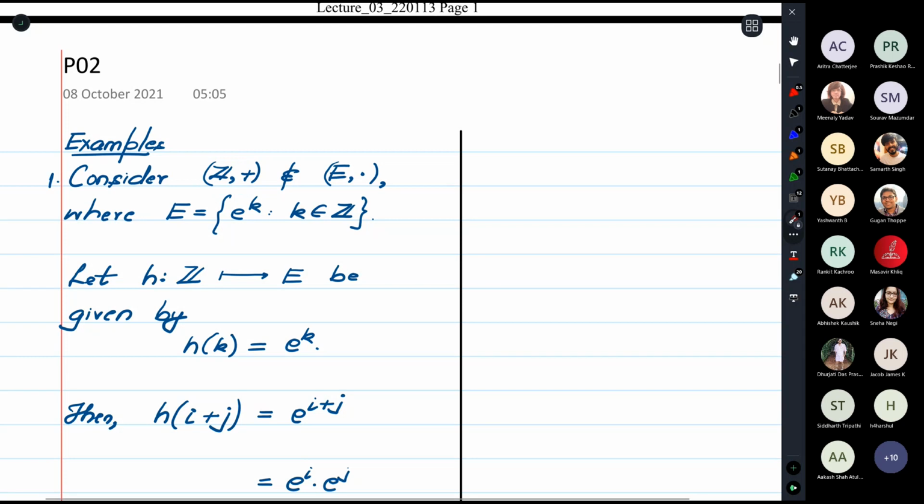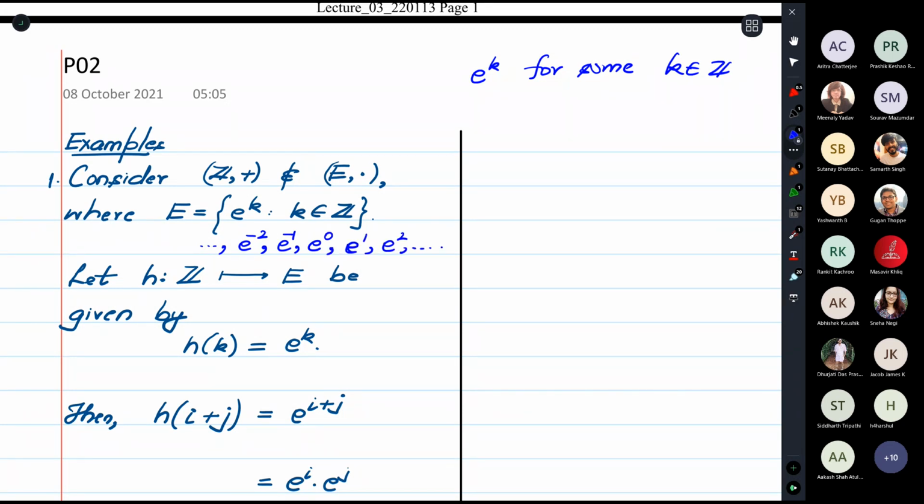is an abelian group. On the other side, we have this group (E, ·), where E is made up of elements of the following form. Each element over here is e^k for some k in the set of integers. So the elements of this would, for example, include e^-2, e^-1, e^0, e^1, e^2, and so on. So all possible elements of this kind would be present in this set.